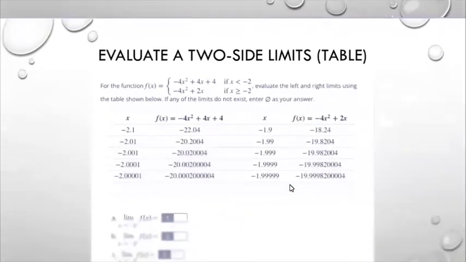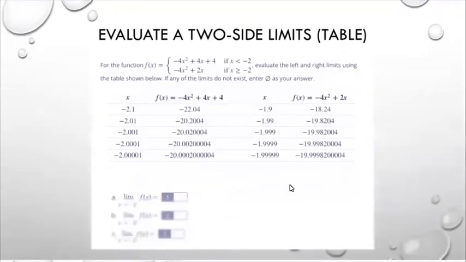All right, next example. Again, we have this two-side limit. We have the tables, we have the function. So for this one, we have the function defined as a quadratic, minus 4x squared plus 4x plus 4, when x is less than minus 2. That x less than minus 2 is my left side. So again, this in here is my left.